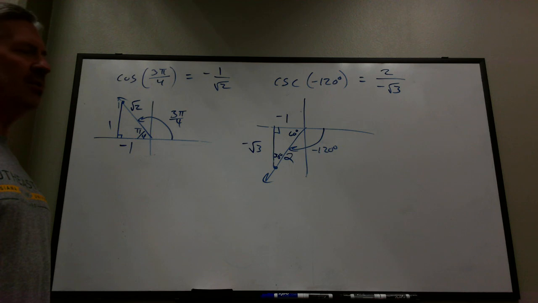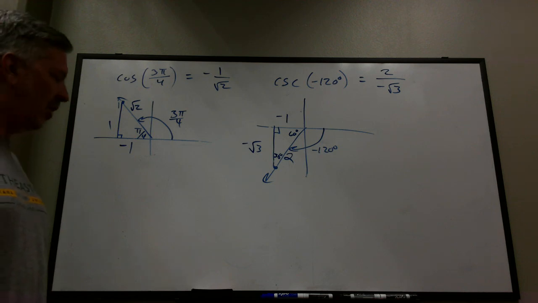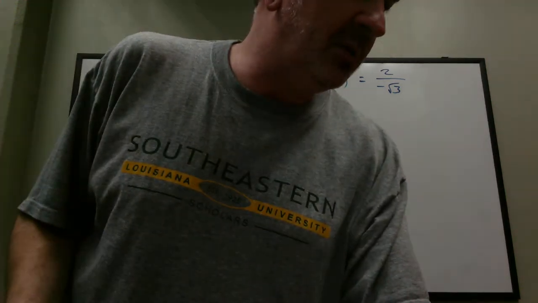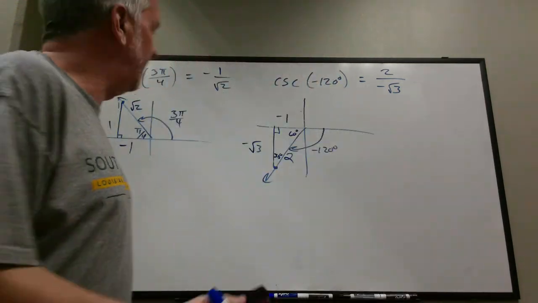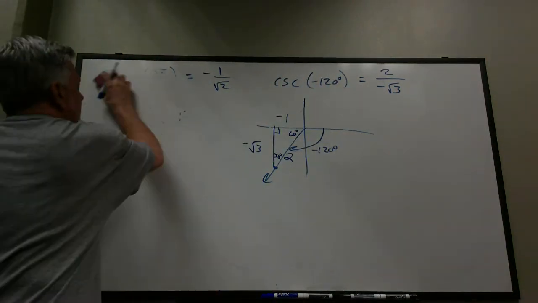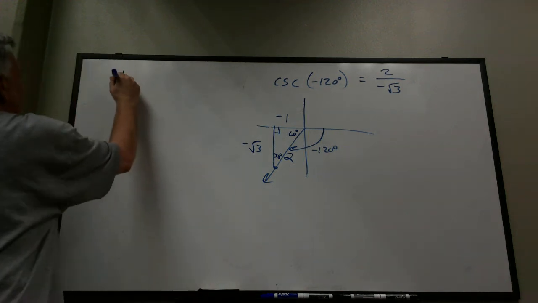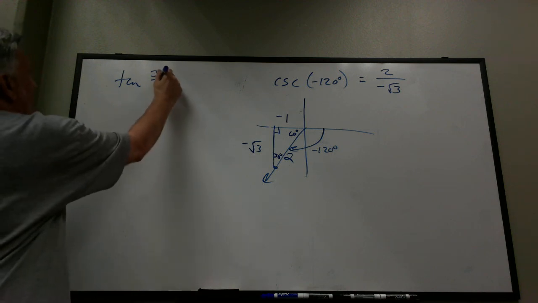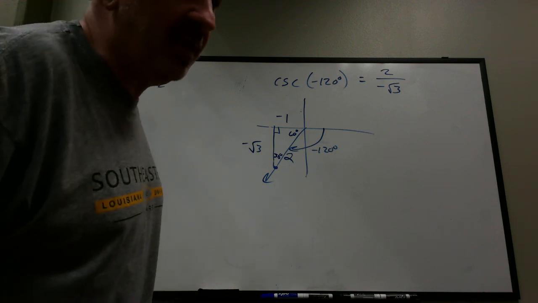Again, the book or the online homework would want you to rationalize. Okay, there's 2 more like this. The next one says tangent of 3 pi over 2.